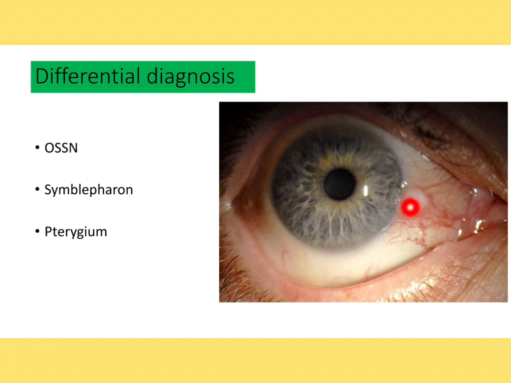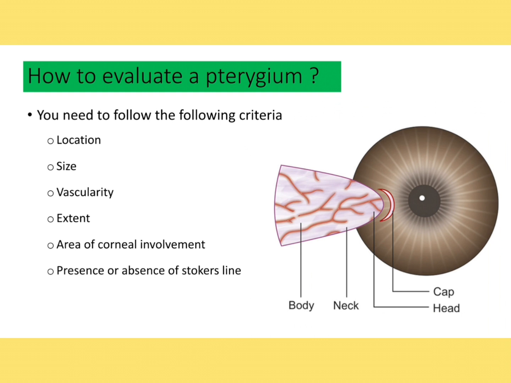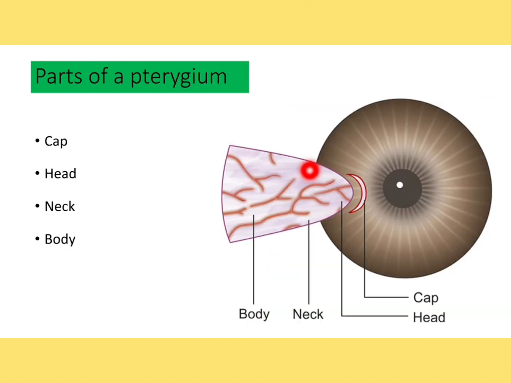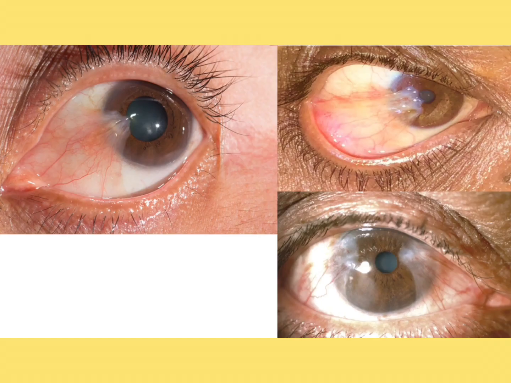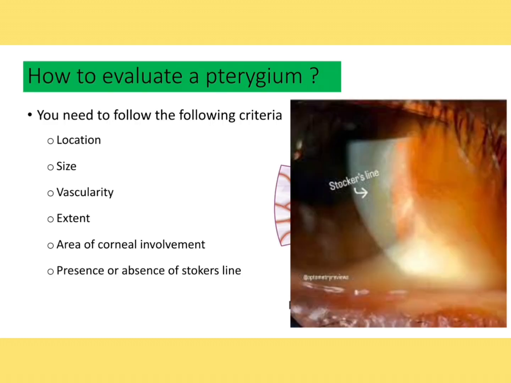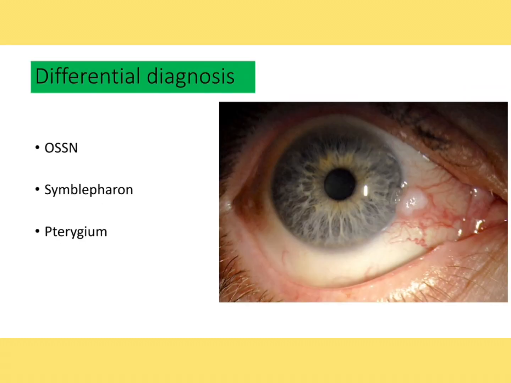So stain the patient with rose bengal, as well as you can see the feeder vessels. But in pterygium you will not see such things. Okay, you will see only this kind of triangular mass going on. So if you compare this photo with this one, then it is very different, as well as you will not see the cap, head, neck, body portion, anything. Okay, so this is how you need to differentiate between OSSN and pterygium.